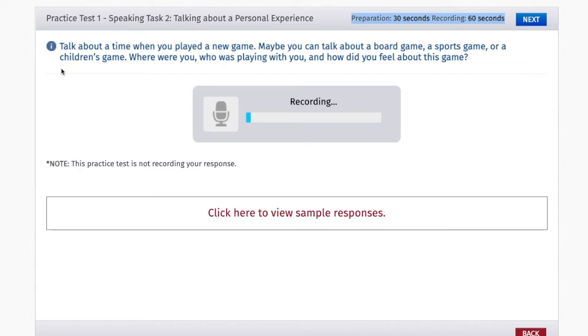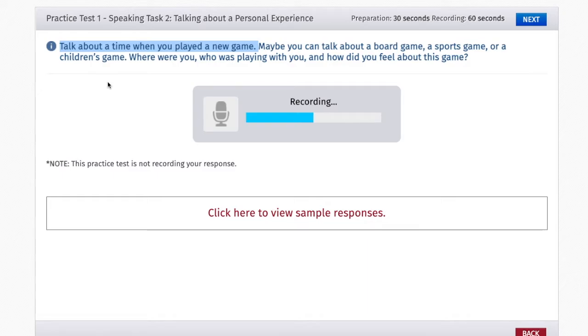So, when you're reading the question, it's very, very important to read just the first part because this is the topic. A time when you played a new game. So, this one is a past experience. Most questions are past experiences. So, really, that is the main topic.